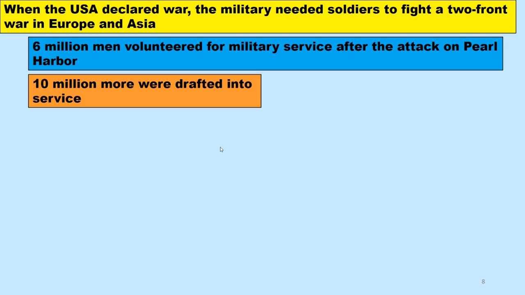Then you're going to have 10 million more who are drafted into service. So this right here is going to clear up the Great Depression. Okay, if unemployment was the problem, now you've got 16 million men that overnight become employed. Then you have this huge demand for war products, so industry is going to increase. So this is what ends the Great Depression, guys.